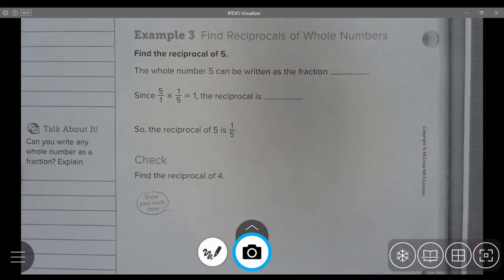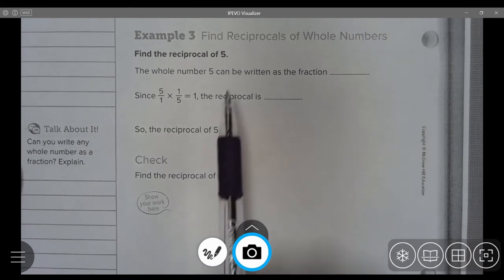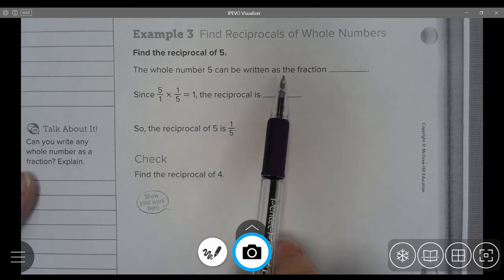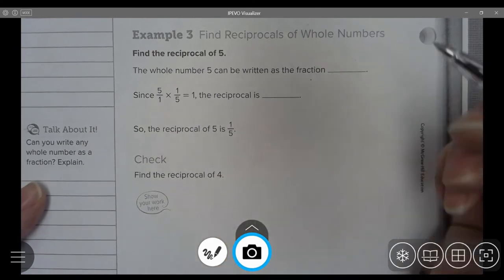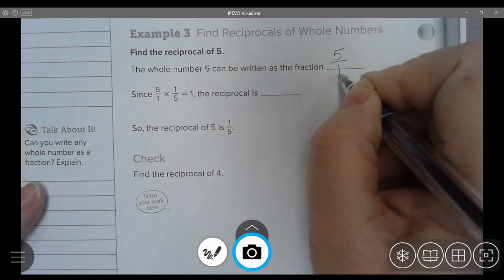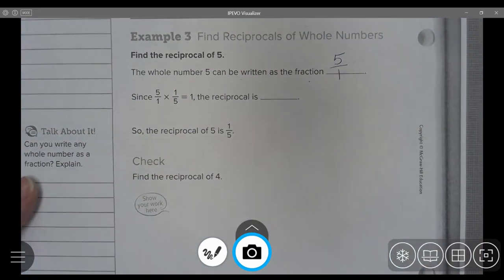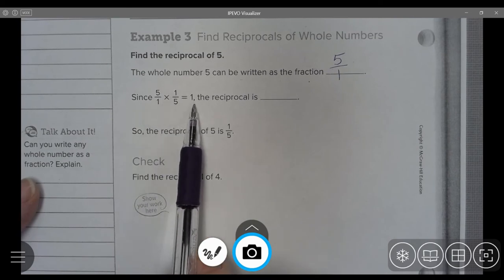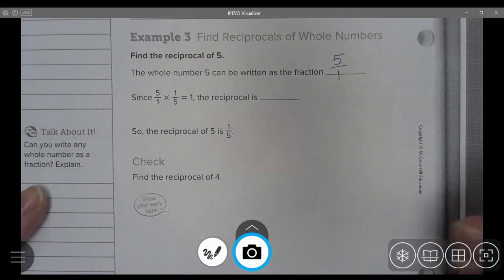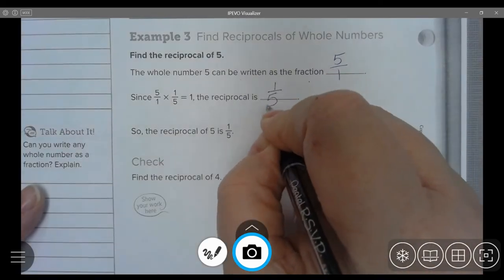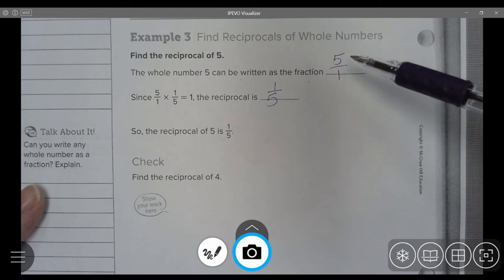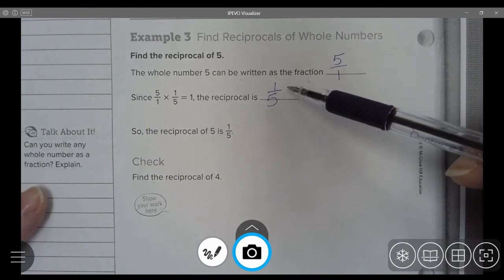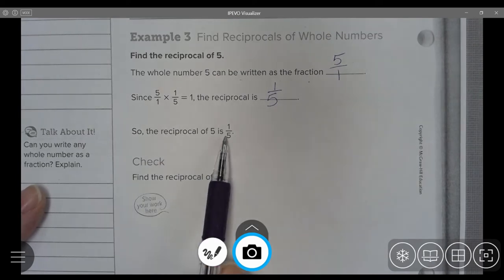Example 3, still on page 156. Find the reciprocals of whole numbers. The whole number 5 can be written as a fraction. And it's real simple. I've already mentioned that. All we have to do is take the whole number and put it over 1. Since 5/1 times 1/5 equals 1, the reciprocal is 1/5. So we just take the numerator, make it the denominator, take the denominator, make it the numerator. So the reciprocal of 5 is 1/5.